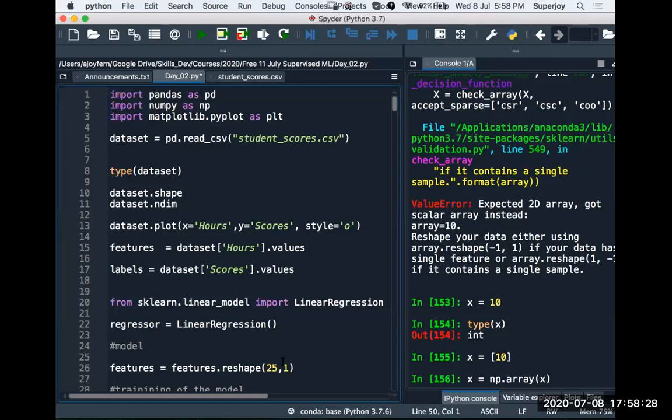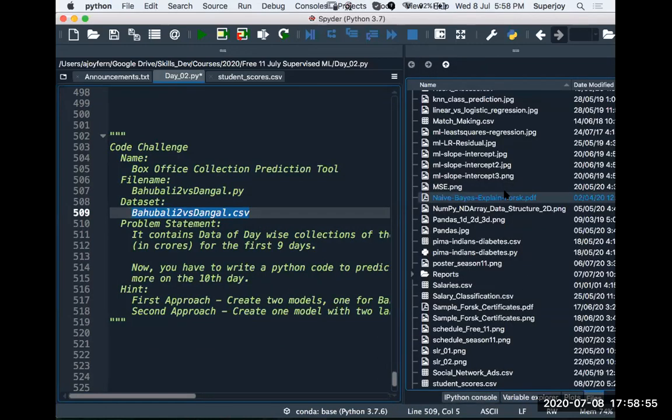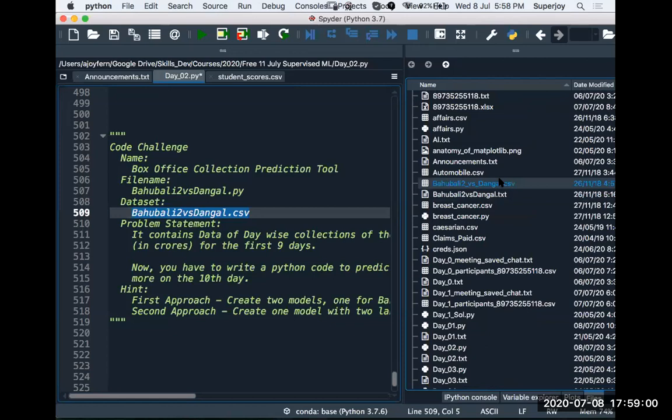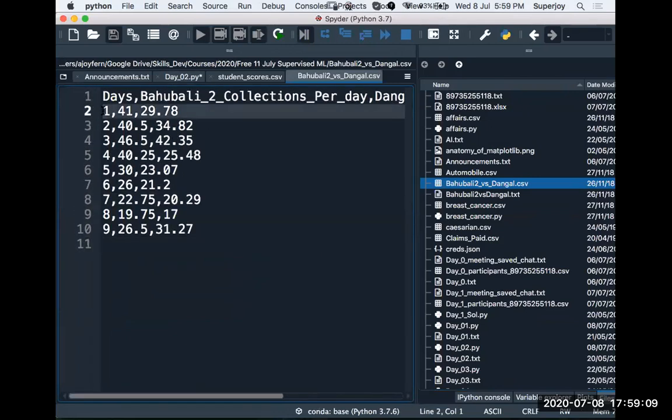So guys, if I explain today's assignment, what the assignment we have. So guys, this is today's assignment. Please listen, right? There is a problem on linear regression for you guys. आपको एक CSV फाइल दी गई है, Bahubali versus dangal.csv, right? Let me show you that file guys. See this guys. It is saying that on day one Bahubali collected this much money and Dangal collected this much money. On day two Bahubali collected this much money and Dangal this, and so on. Now you have to predict what would be the collection of Bahubali and Dangal on day 10. Guys, are you getting this statement? Ye data set diya hua hai, right?